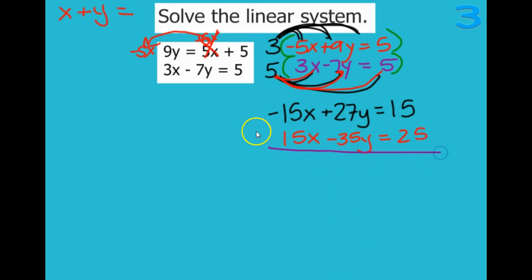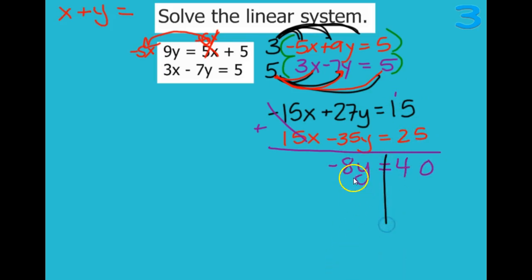Now I can combine my two equations together. 15 and negative 15 eliminate. That was our goal. That's why we multiplied these two by these certain numbers. Negative 27 minus 35. There's more negatives. If you're not sure, count up from 27 to 35. Well, 27, 28, 29, 30, plus 5 more will give us 8. We have negative 8y. And then 15 plus 25, add those up, should be 40.